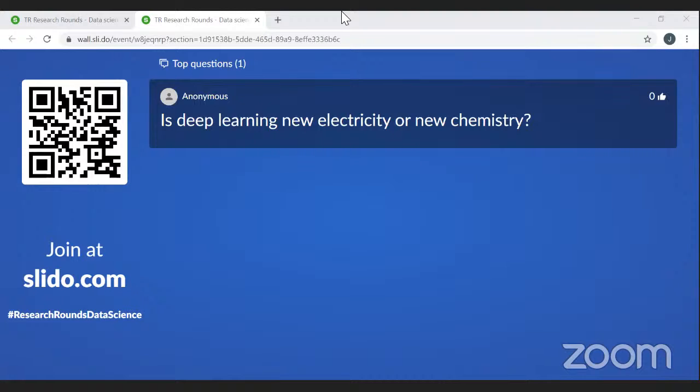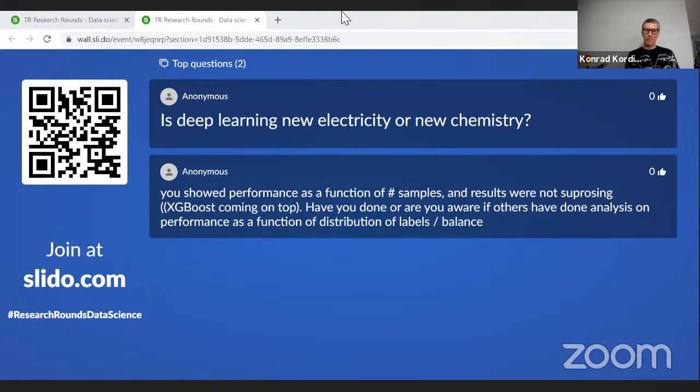And the next question is, is deep learning new electricity or new chemistry? Okay, this is a great question, and I want to give my friend Ali Rahimi's answer to that, which is machine learning is the new alchemy. It works, but we don't really quite know why it works. And in that sense, it's different from both electricity and chemistry, which we understand really well.